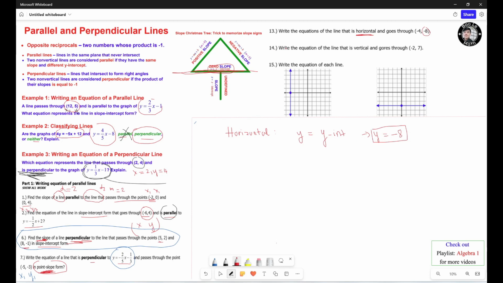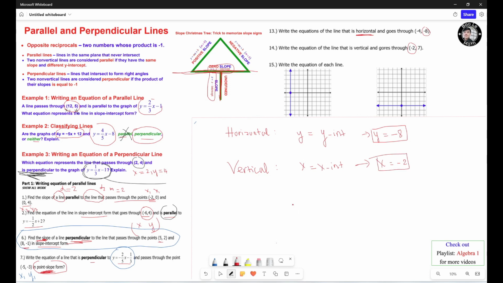Alright, number 14. Write the equation of the line that is vertical and goes through negative 2, 7. So vertical, here's the trick right here. Christmas tree, really helpful, guys. So this is a vertical line. The equation is x equal x-intercept. Now, because the line passes through this point, and x equal x-intercept, you only look at the x value, negative 2. So x equal negative 2. This is the final answer.